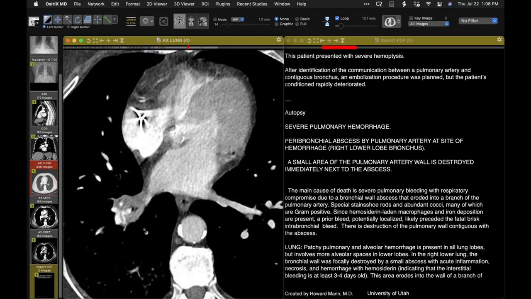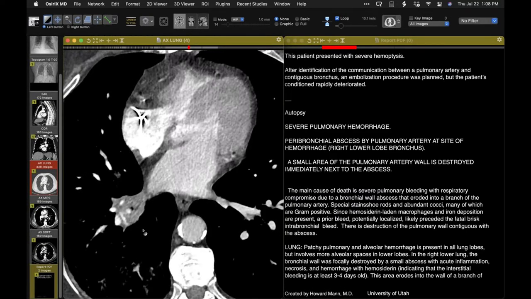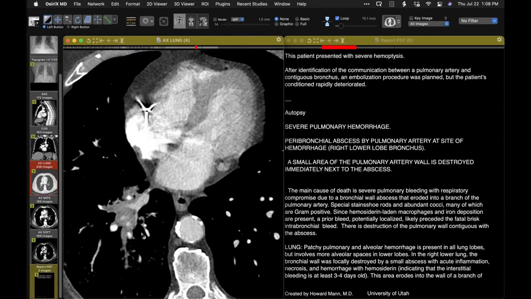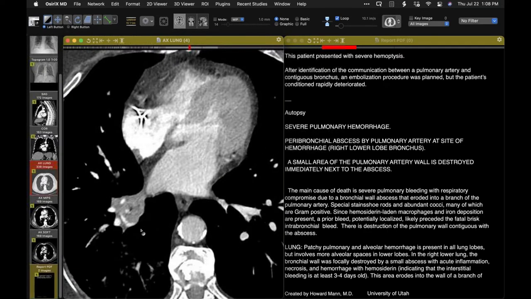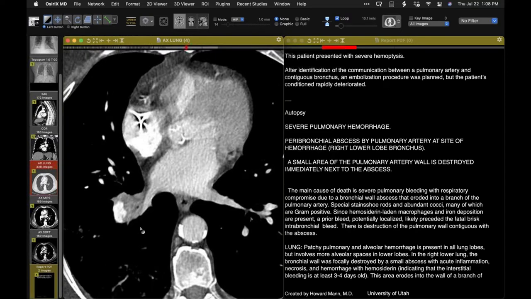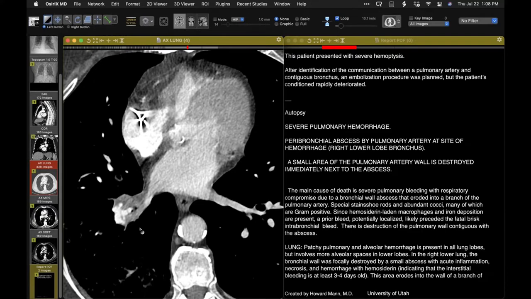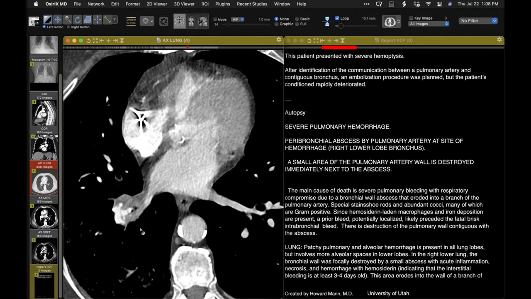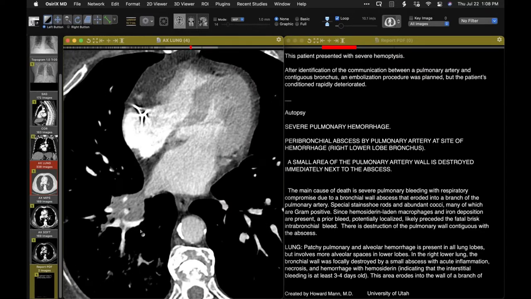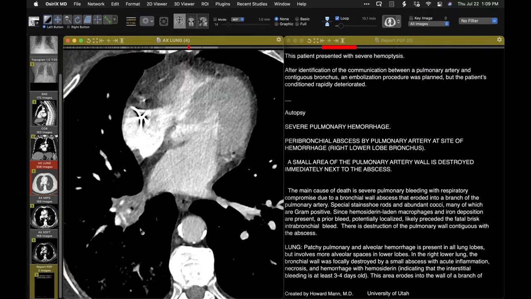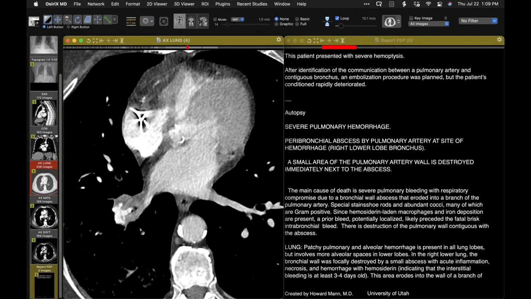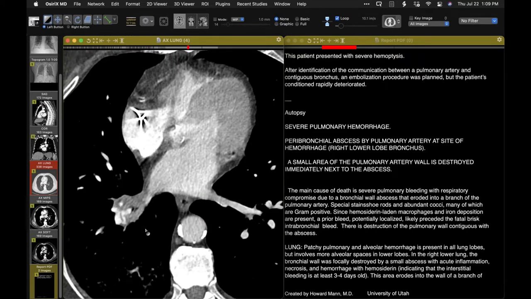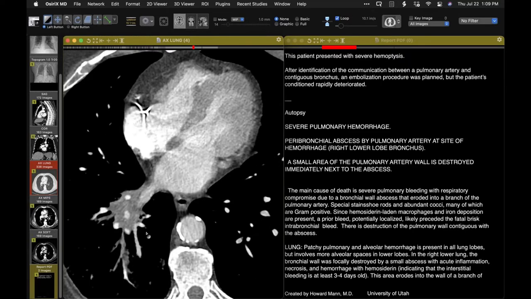Any comments about what's going on here or why we might have this rather dramatic event. I've never seen anything like that. I mean, it's very dramatic, isn't it? Yeah, I think the patient just has some infection that eroded in, I guess. Yeah.